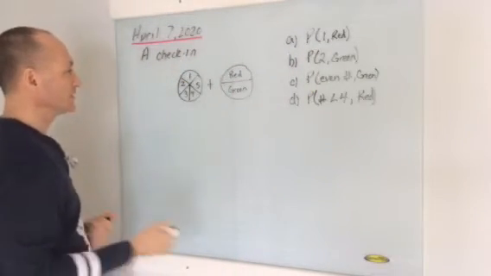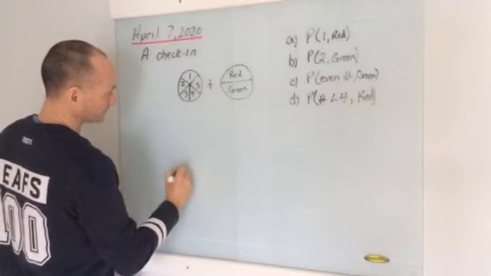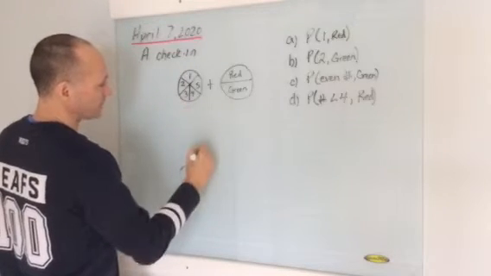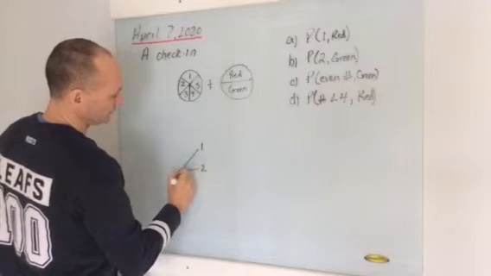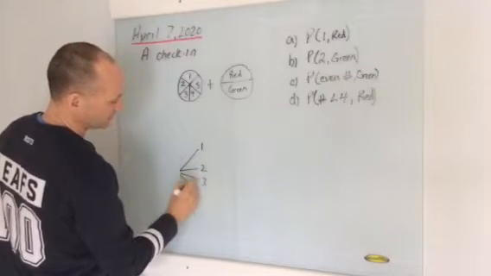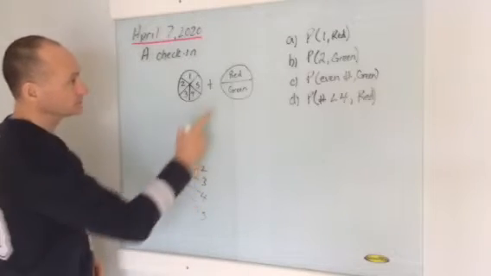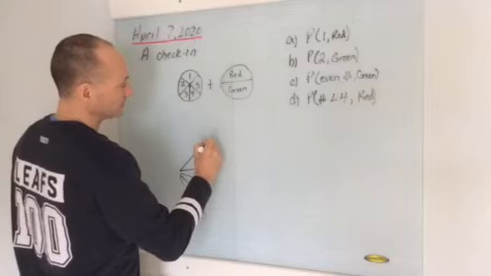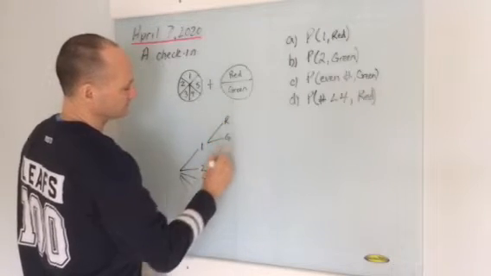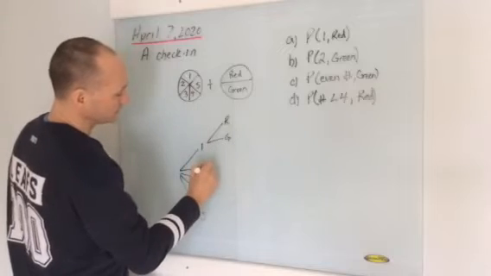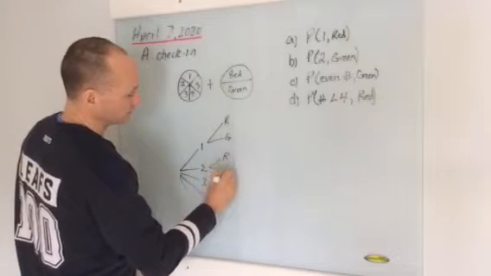So the best way to do this is to make a tree diagram. So off this first spinner, I have 5 options. I can spin a 1, I can spin a 2, I can spin a 3, a 4, and a 5. Off of the next spinner, I can either get a red or a green. From the 2, it can either be a red or a green.